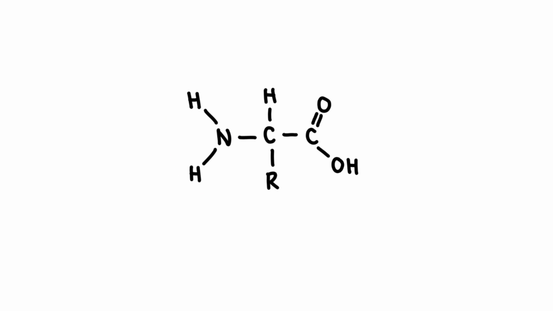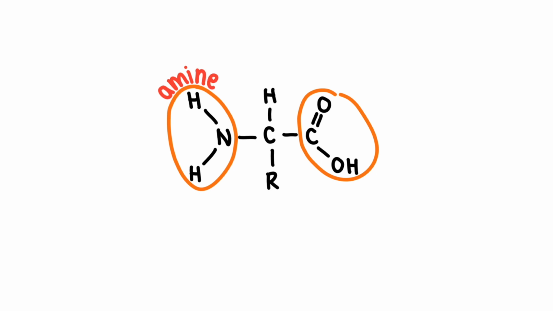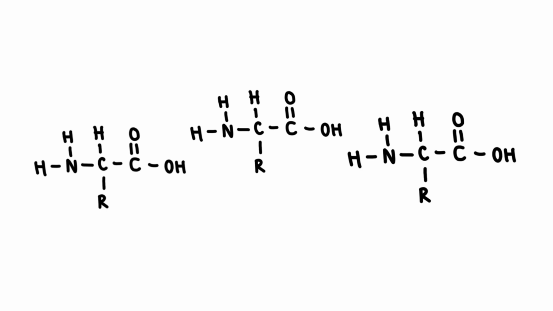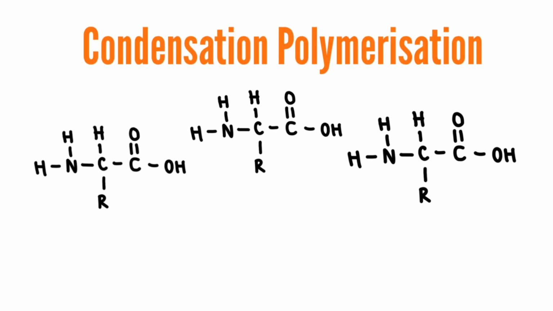Amino acid molecules have two different functional groups, the amine group and the carboxylic acid group. Proteins are formed through condensation polymerization, which joins together thousands of amino acid molecules. And just like any other condensation polymerization process, water molecules are removed.